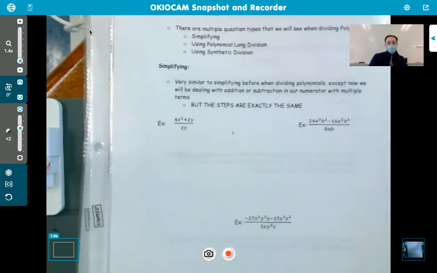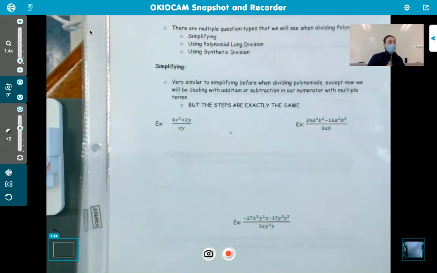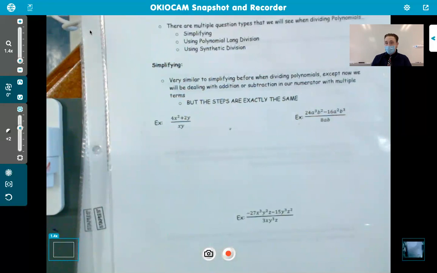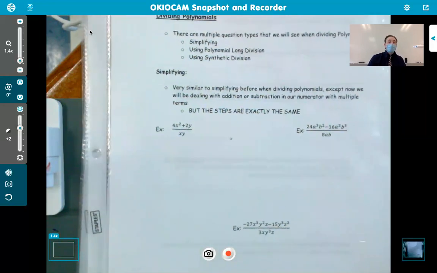Simplifying, we're going to start there. Very similar to simplifying before and what we did yesterday, okay? The only difference now is instead of having just one term divided by another term, we're going to have addition and subtraction in our numerator, all right? The steps are exactly the same though. The only added layer that we have to do is separate our numerator using some of our different algebra properties, okay? So I'm going to do the first one on my own. We'll do the second one together, right?